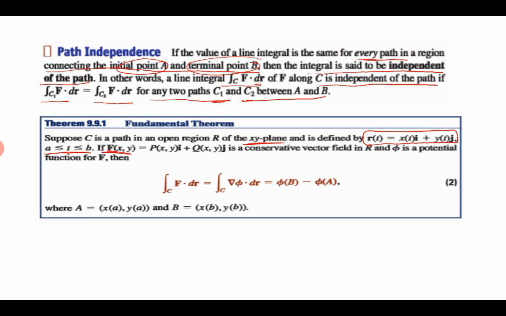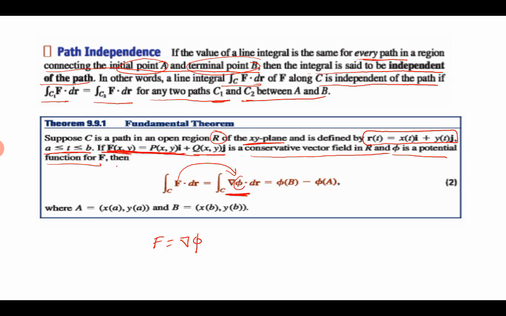F, the vector field, is given as Pi + Qj for two-dimensional space. F is a conservative vector field in this region R, and phi is a potential function for F. Then we know F is conservative, so F can be written as del phi, isn't it? So they replace F by del phi. And then further, this integration can be evaluated without integration.